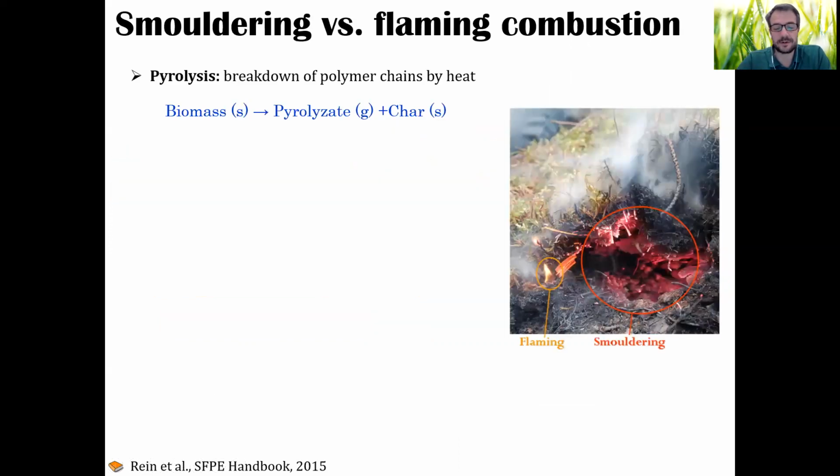When we look into the chemistry, this chemistry that we refer to as being heterogeneous, I'm going to tell you a little bit about the chemistry of the smoldering versus the chemistry of flaming. This will be the only chemistry that I discuss today.